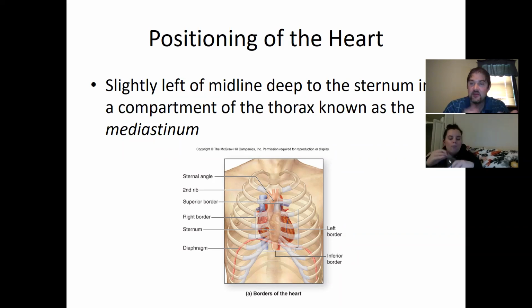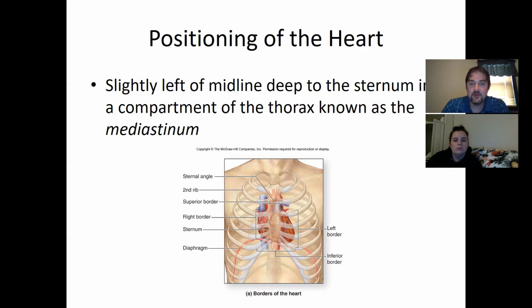And you actually get that, you think about that with chest compressions, because when you do chest compressions, you push on the sternum, and that pushes on the heart, and that's how you get chest compressions. But it's going to be deep to the sternum. It's tilted to the left, and so actually a good chunk of the heart is just slightly left of the midline of your body.